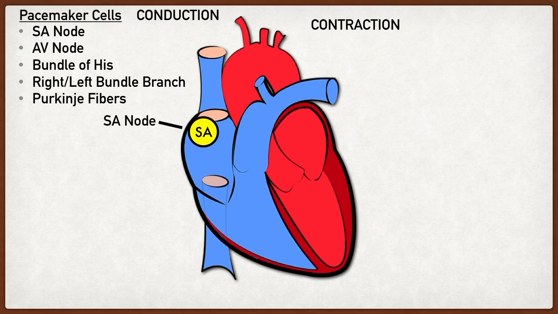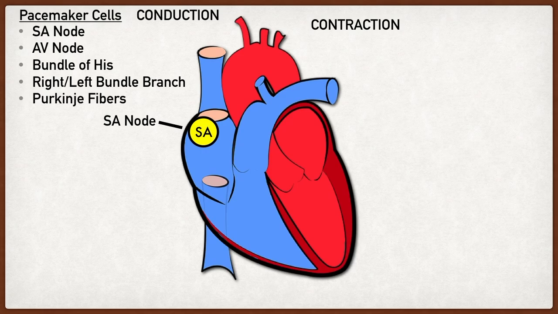The SA node, which sits in the back of the right atrium near the entranceway of the superior vena cava, has a faster inherent pacemaker rate than the rest of the pacemaker cells. So in a normal functioning heart, it's the SA node that creates the initial electrical impulse that travels through the conduction system, ultimately leading to cardiac contraction. If the SA node is suppressed, then the other pacemaker cells can kick in to generate that initial electrical impulse.